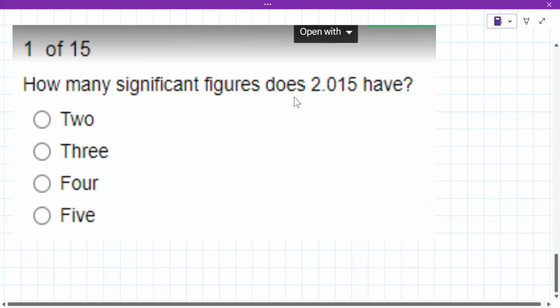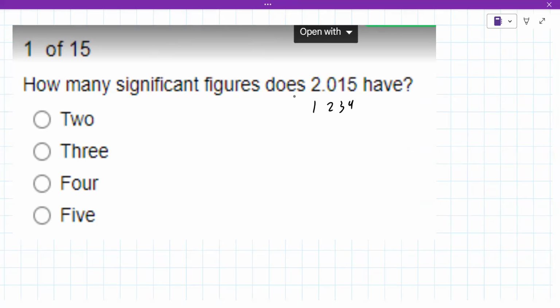Okay, how many significant figures does this have? You just sit there and count 1, 2, 3, 4. No big deal on that.